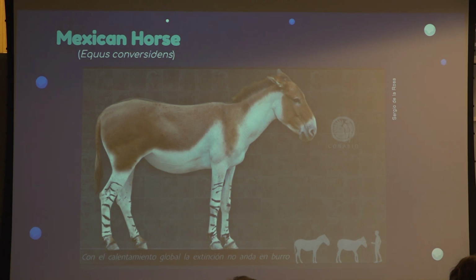So native horses, again, horses are just like camels. They evolved in North America, spread throughout the world, died out here in North America, and then the Spanish brought them back later. So native horses all became extinct in North America about 8,000 years ago. After 8,000 years ago, there was no more horses until about 500 years ago. And then this guy went extinct about 11,000 years ago.